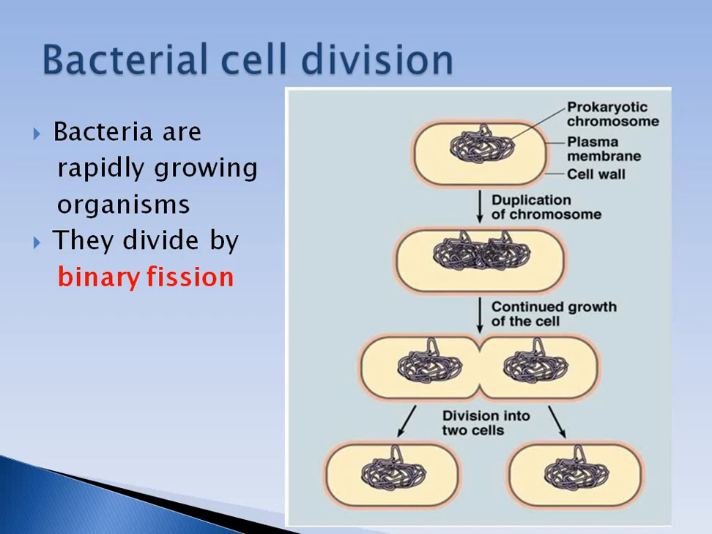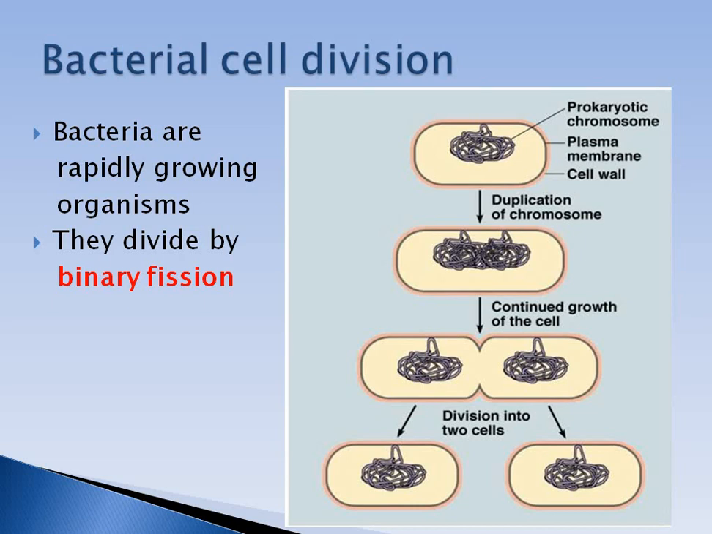But the eukaryotic cells divide by mitosis and meiosis. So this is all about this chapter. I hope everything is clear and you people are understanding each and everything.